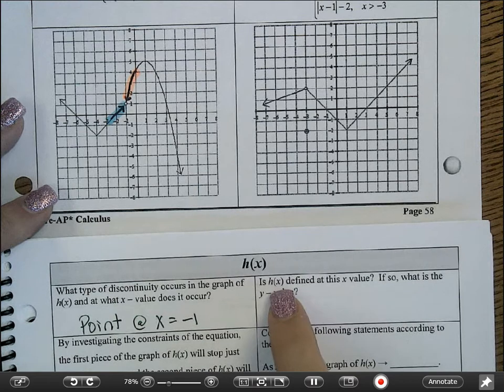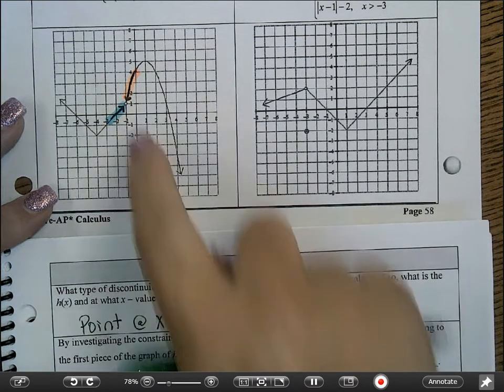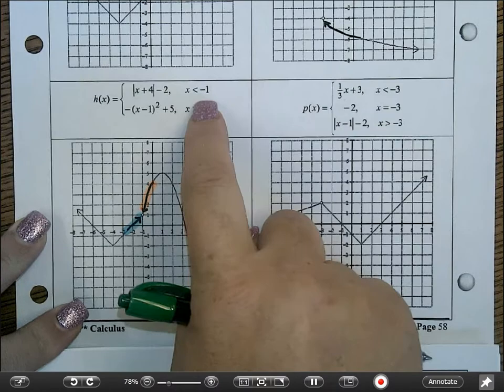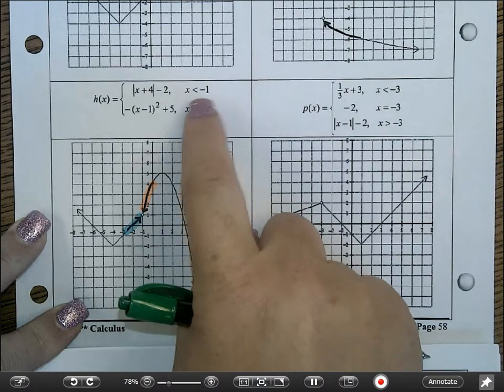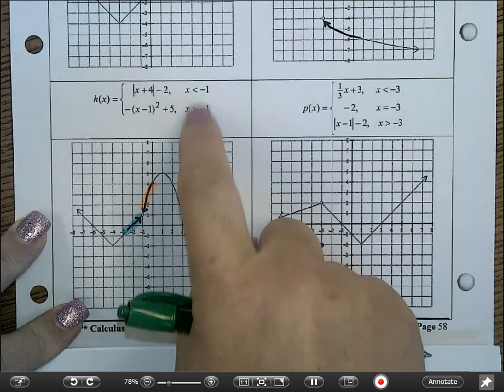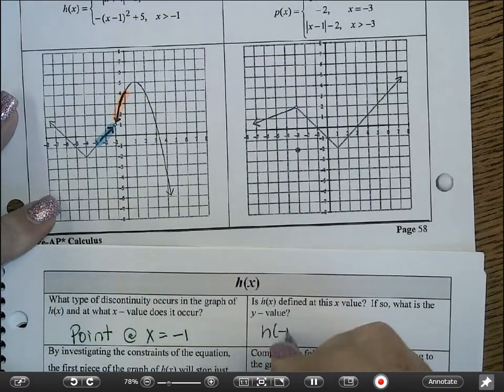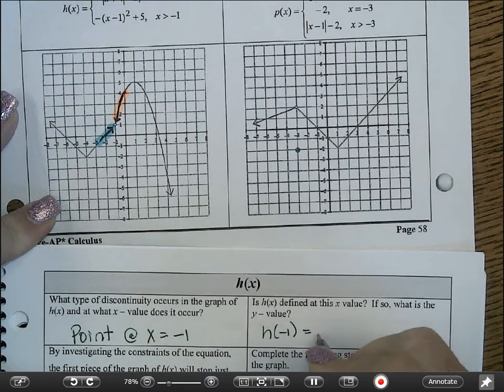So is h of x defined at this value? No, there's no defined y value. You can also look at your constraints. Notice that it's not equal to -1. So we've got h of -1 is undefined.